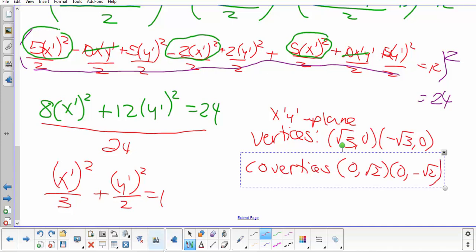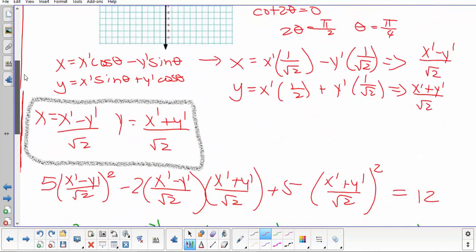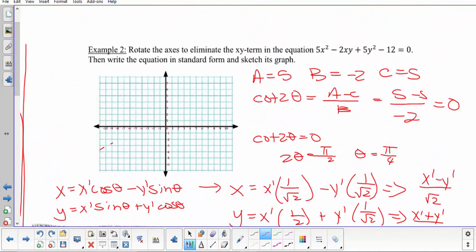Okay, so this is where my vertices and covertices would be on the rotated axis. But those are not very helpful because I don't know where they are. I mean, I have an idea because I know that my axes are going to rotate, and become here and here. But on the last example, it was hard enough to estimate where 2 would be. Now we're going to try to estimate where root 3 and root 2 are. So that doesn't really work so well.